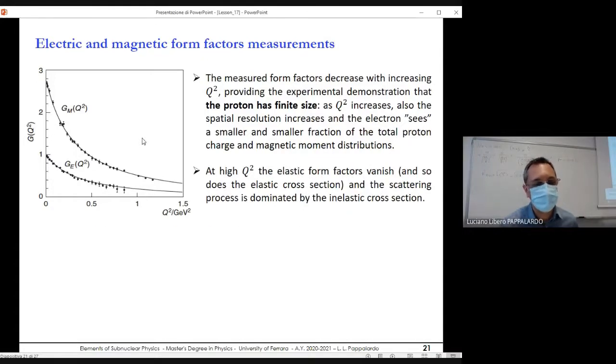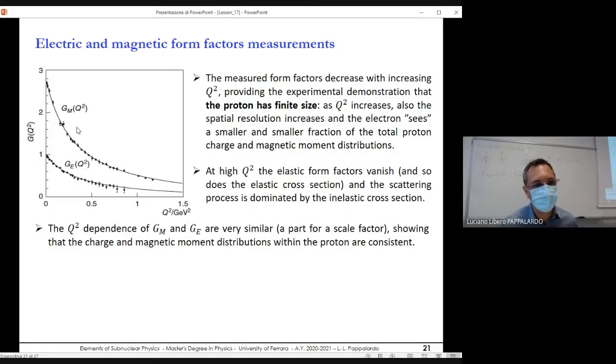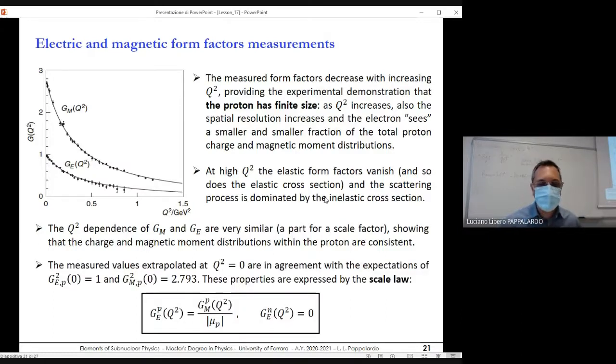One can say even something more. If you now compare the magnetic form factor with the electric form factor, you see that essentially they scale by the same factor. So they show essentially the same kind of distribution apart from a factor which is given by the magnetic moment. And we can make use of this and of the normalization at the limit where Q square is equal to 0 to relate the two. So the measured values, when extrapolated to Q square equals 0, are in agreement with the expectation that the electric charge of the proton is 1 and the magnetic moment of the proton is 2.79.